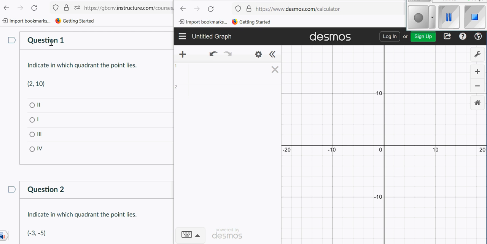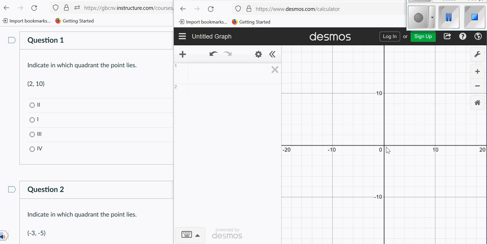Now, let's work on question 1. Indicate in which quadrant the point lies. Here we have a pair of numbers. 2 stands for the number on the x-axis, which is the horizontal numerical axis. And 10 stands for the value on the vertical numerical axis, which is normally called the y-axis.